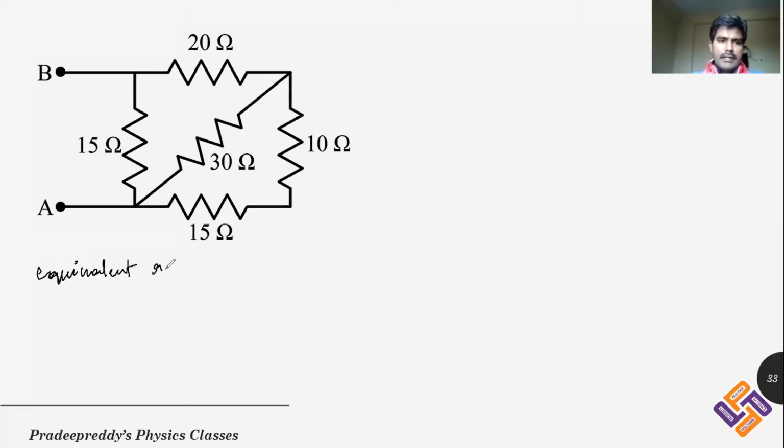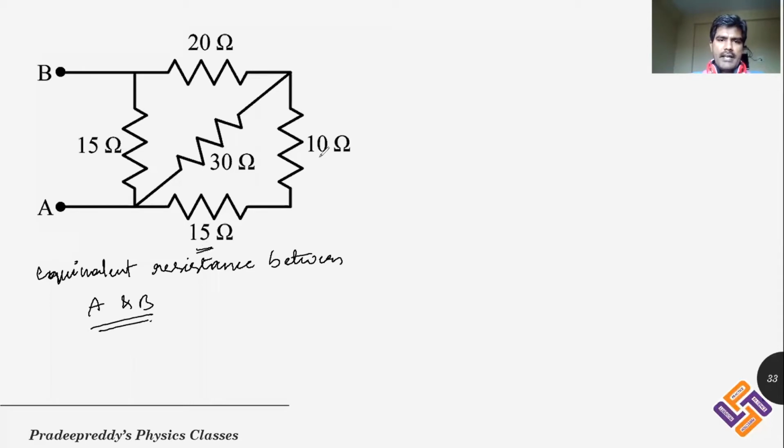You are supposed to find out the equivalent resistance between A and B. So when you want to find out the equivalent resistance between A and B, you should identify which resistors are connected in series, which are connected in parallel.